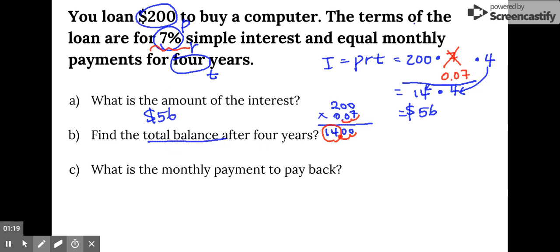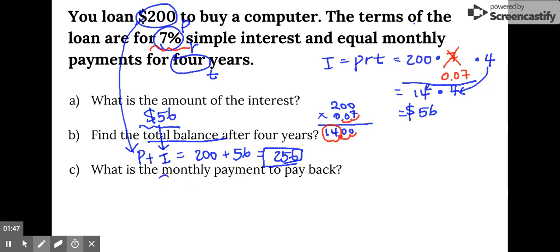What's the total balance after 4 years? You borrow this amount of money, and then you have to pay the interest for the use of this $200. So now what's the total balance you have to pay back? You have to pay this amount of money, 200, and you have to pay the interest, right? So you have to pay the principal and interest. $200 plus 56, which is $256. This is the total.